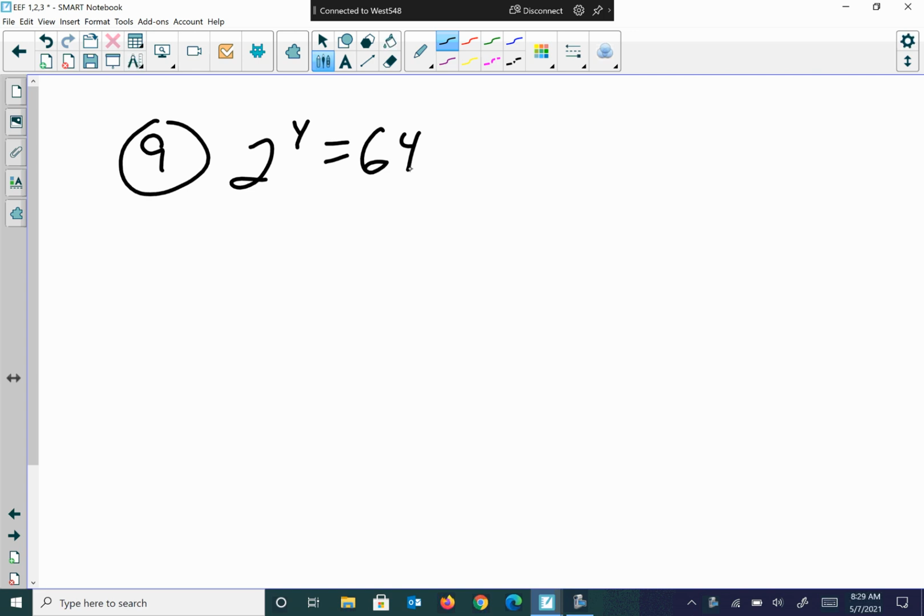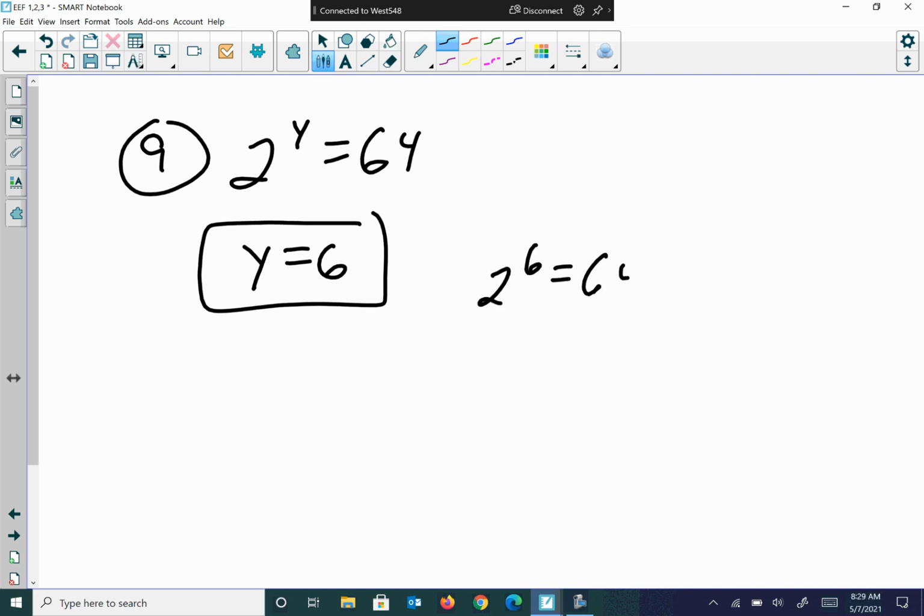So 2 raised to the y power equals 64. If you see this kind of problem, I'd say count on your fingers. 2 to the first, 2 to the second is 4, 2 to the third is 8, 2 to the fourth is 16, 2 to the fifth is 32, 2 to the sixth is 64. I would literally do that, because 2 times 2 is 4 times 2 is 8, 16, 32, 64. 2 to the 6th power.